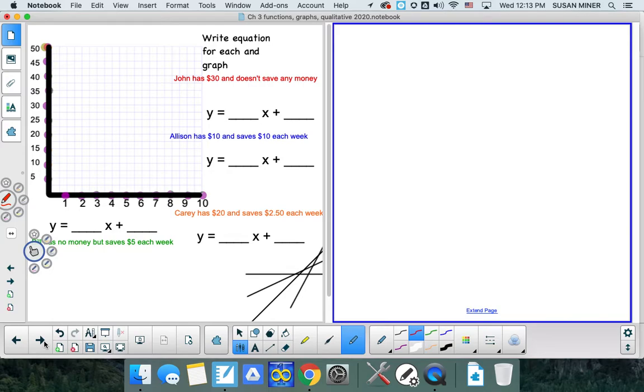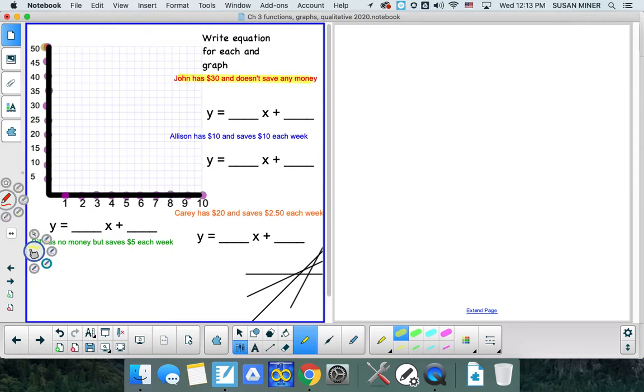Okay, so we have some story problems here, and we're going to graph them, and we're going to see what we get. Okay, so the first one is up here, and it says, John has $30 and doesn't save any money. So if he's not saving any money, then his rate is going to be $0. We're talking about money per week, and he starts out with $30. So we're putting these numbers into equations.